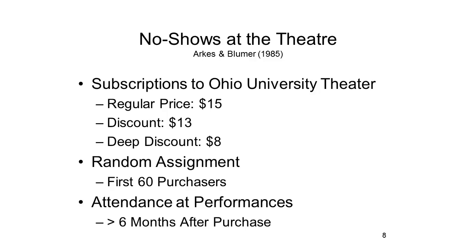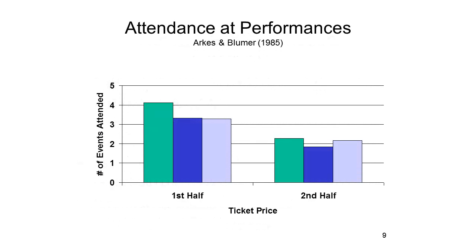And Arkus and Bloomer followed these 60 individuals the next year to see how they behaved when it came time to actually attend the theatrical performances for which they had paid. Remember, they're buying these tickets in the spring and the summer for performances to be held in the fall and the spring of the next academic year. Here are the results of the study.